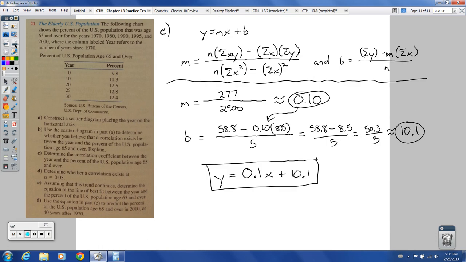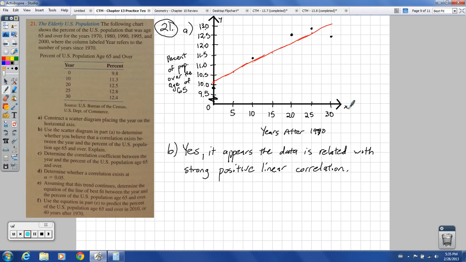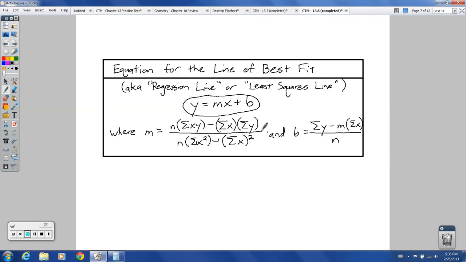And then part F, we're using this to predict in 2010, or 40 years after. So this is simply a matter of plugging 40 into the equation here. This is not showing up on our graph here, but it would be out to here. Here you'd have 40, then you'd be going up to here, the graph would continue up, and you'd be finding whatever that value is across that way, which we can find using this equation.